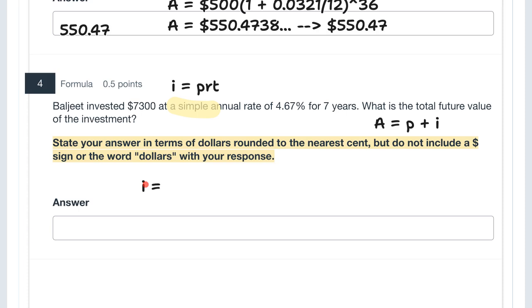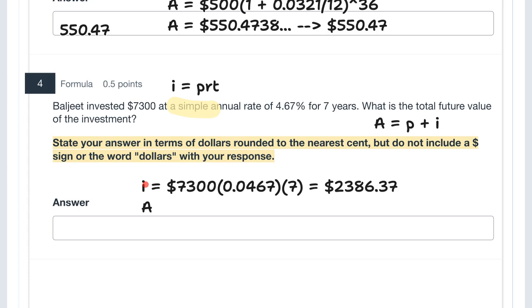So our interest I is the principal of $7,300 times the rate, which is 0.0467, times the time, which is 7 years. 7,300 times 0.0467 times 7. That is equal to 2,386.37.